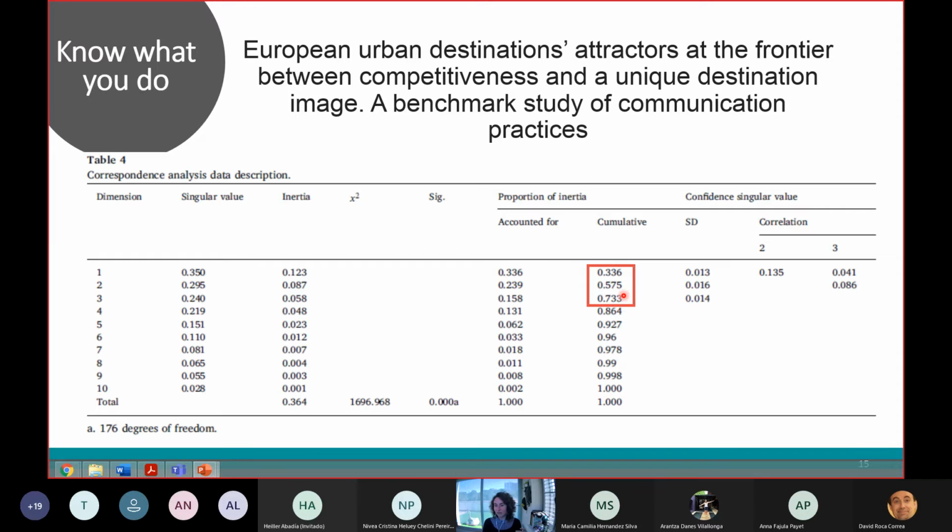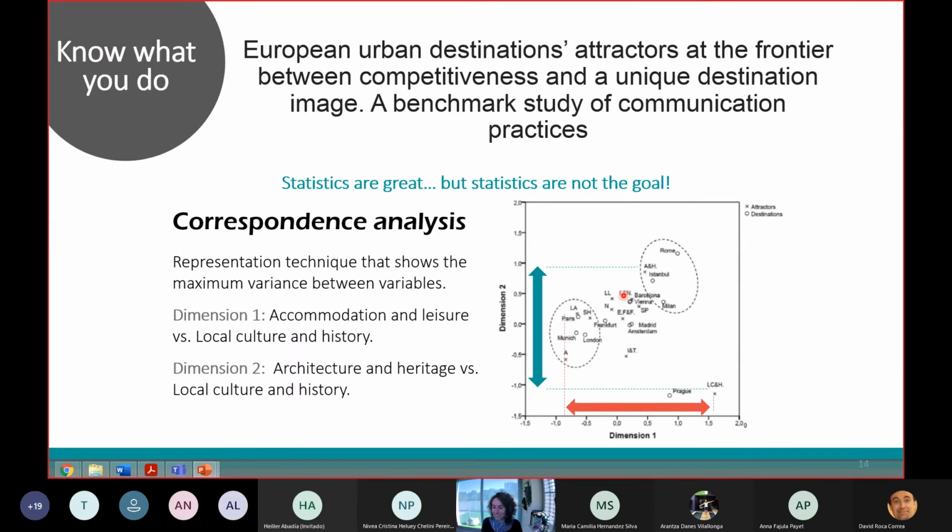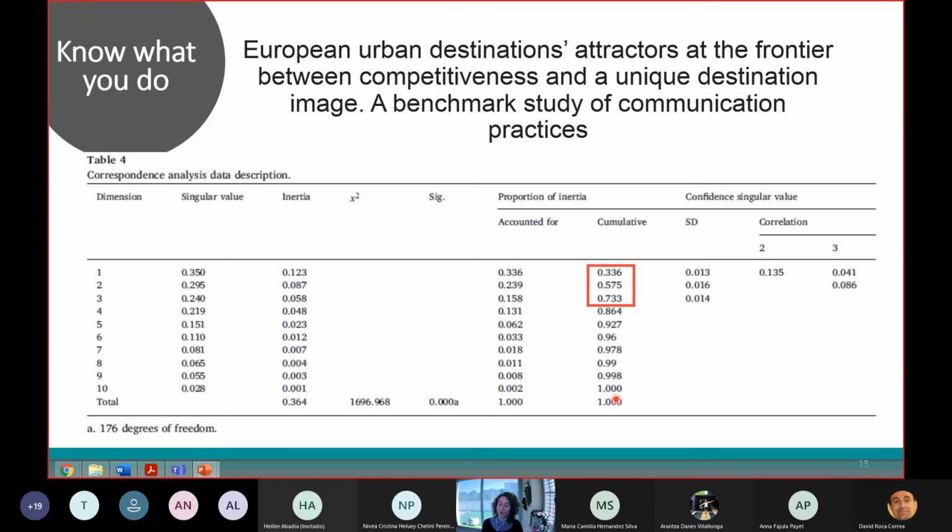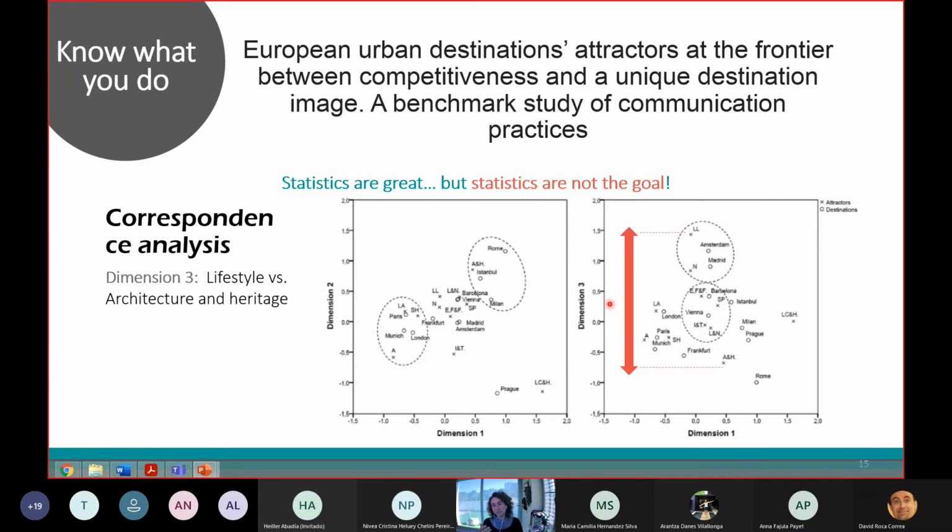So if I had understood statistics as the goal, I would have stayed here. But because I had to learn this on the way, and I really put in an effort to understand what I was doing, I saw that it is important to add a third dimension, even if it's more difficult and it doesn't look that nice on the paper, because I would explain 75% of the differentiation. So here was my second plot.